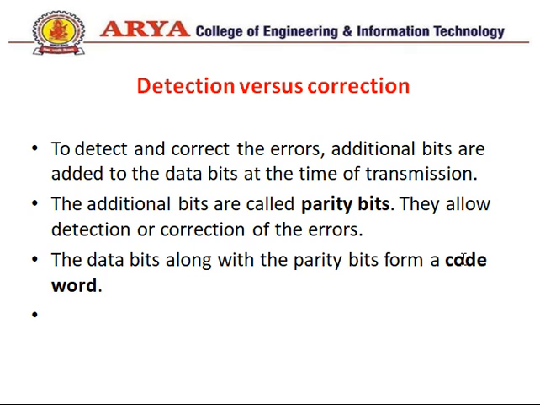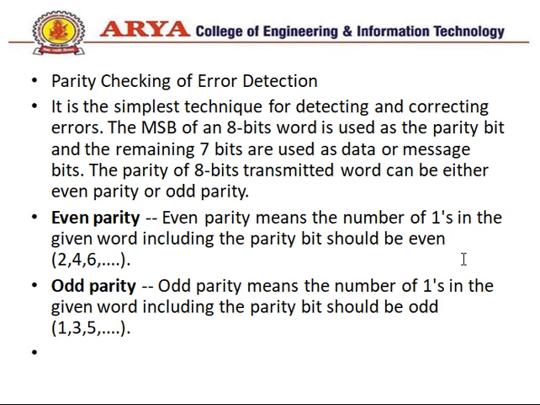Next is detection versus correction. To detect and correct the errors, additional bits are added to the data bits at the time of transmission. The additional bits are called parity bits. They allow detection or correction of the errors. The data bits along with the parity bits form a code word. So the combination of the data bits and the parity bits is the code word.